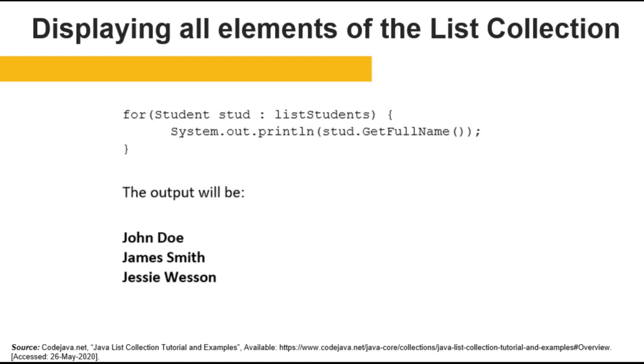We can use the enhanced for loop to iterate through the elements in the list students collection as shown in the slide. Inside the for loop, we define a student object named stud that will represent each student in the list collection named list students to be used as a reference for every iteration. That is why in the body of the for loop, we printed the return value of the getFullName method using stud as the reference variable. Just like the previous example, we can print all the names of the students stored in list students.